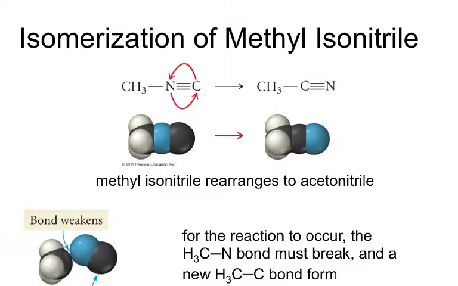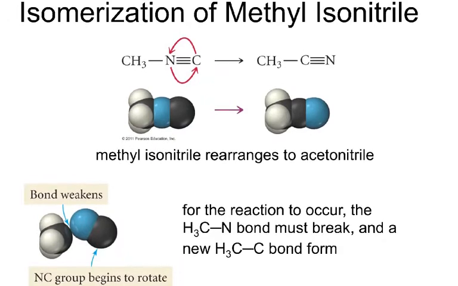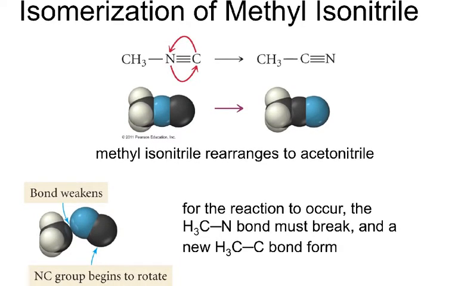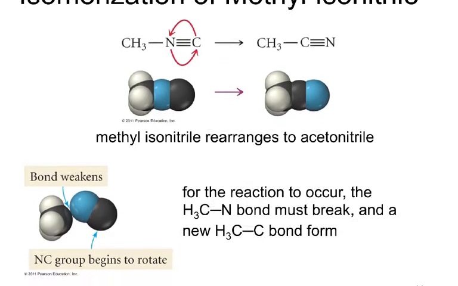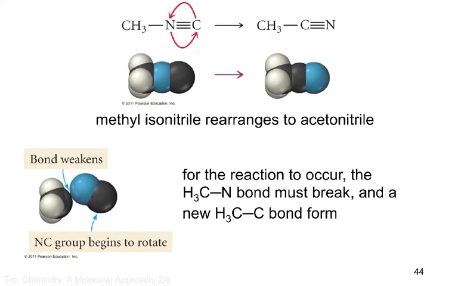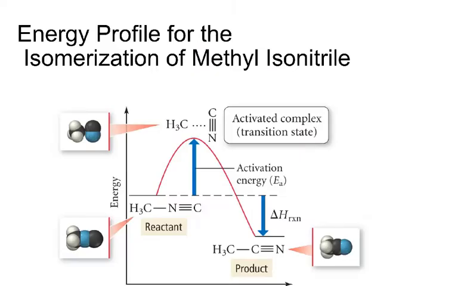So let's look at an example of what would have to happen for this reaction, the isomerization of methyl isonitrile. It will rearrange to acetonitrile. So basically we will weaken this bond here between the carbon and the nitrogen. The group will rotate and then a new bond will form. So for the reaction to occur, we need to break a carbon-nitrogen bond and form a new carbon-carbon bond.